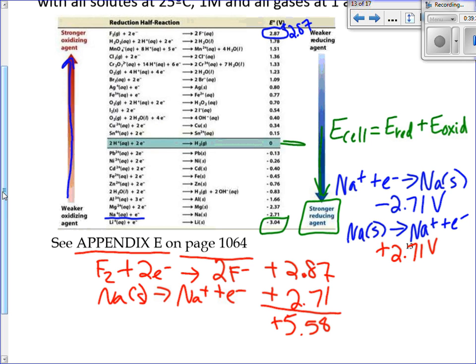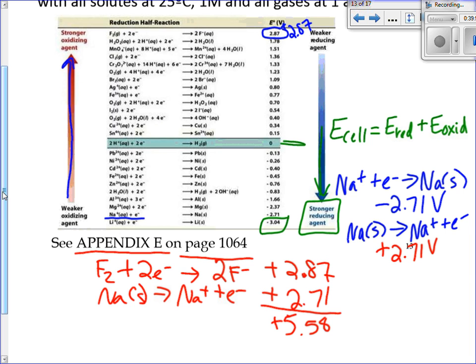The other one is intensive and extensive. Extensive is like delta H, which does depend on the amounts. Yes, if you burn a log versus burning a twig, the log's going to produce more heat. But here in E cell, it's an intensive property where amount does not affect the overall flow. Okay?